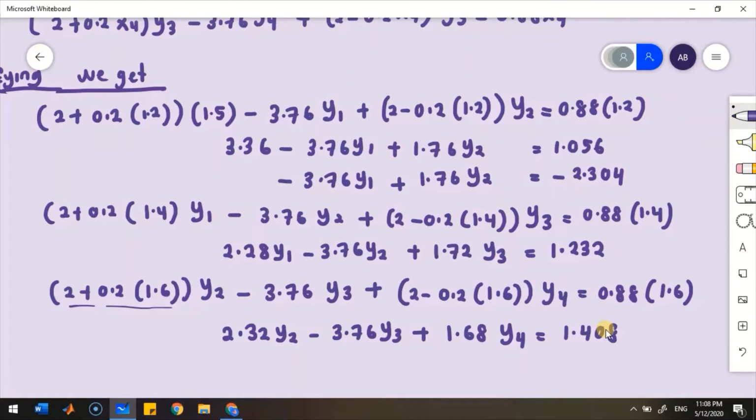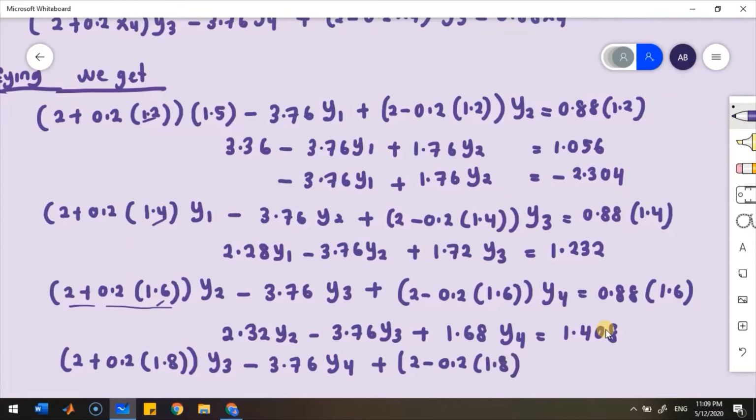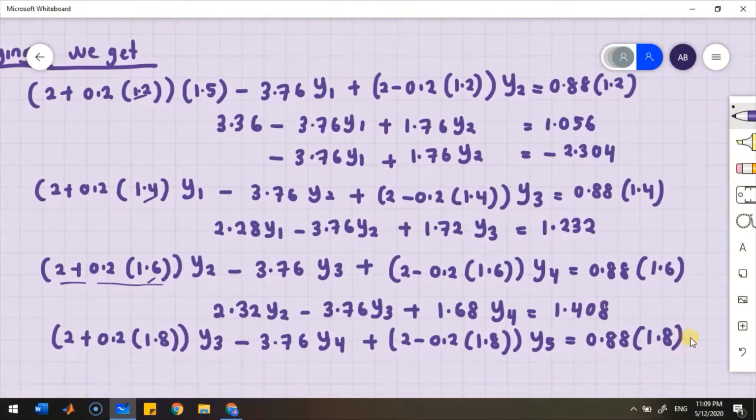Lastly, we have for i equals to 4, which is for x4. We have 1.2, 1.4, 1.6, and 1.8. 2 plus 0.2 times 1.8 y3 minus 3.76 y4 plus 2 minus 0.2 times 1.8 y5 equals to 0.88 multiplied with 1.8. You can see the pattern actually.